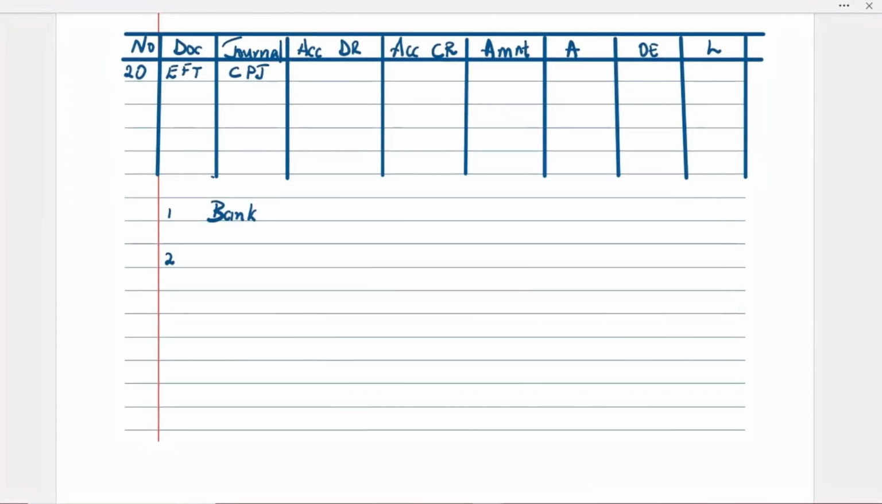Then what is the purpose of the money collected from the bank? Personal use. So personal use is represented by the drawings account. Once you have 2 accounts, the next step is to classify them. Bank is an asset and the drawings account is owner's equity.